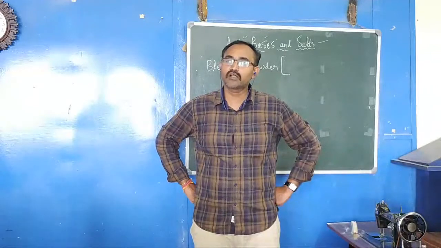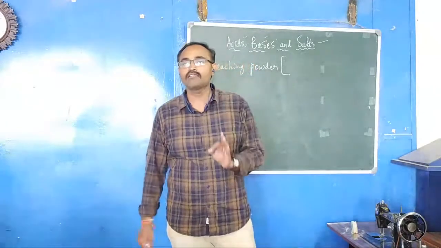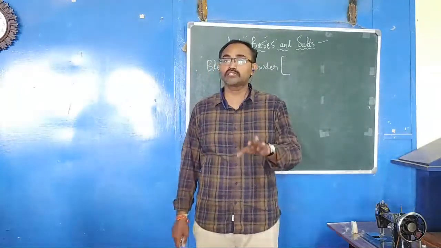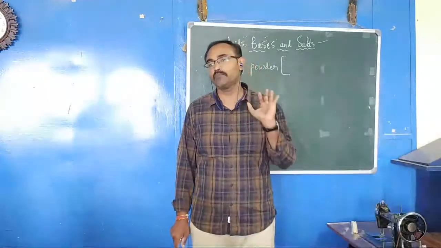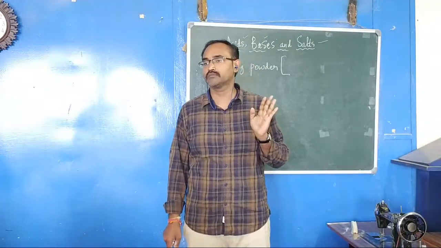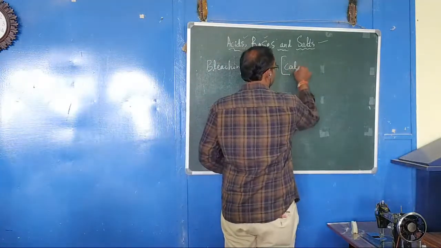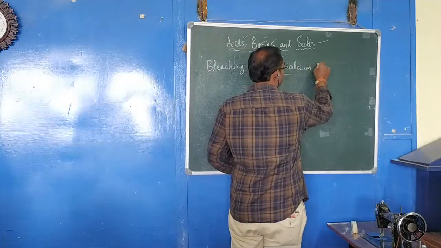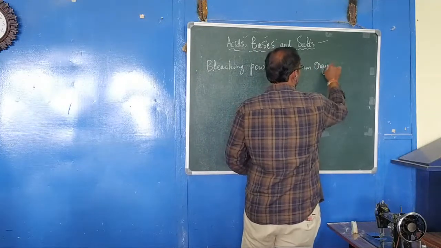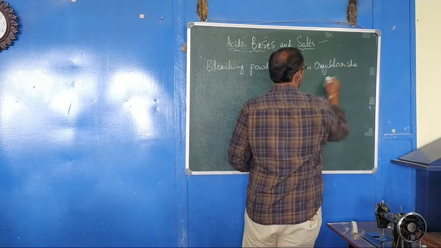Chemical name of bleaching powder: it is calcium oxychloride. Students, you will be asked for 1 mark. Write the chemical name of bleaching powder. 1 mark question. It is calcium oxychloride.